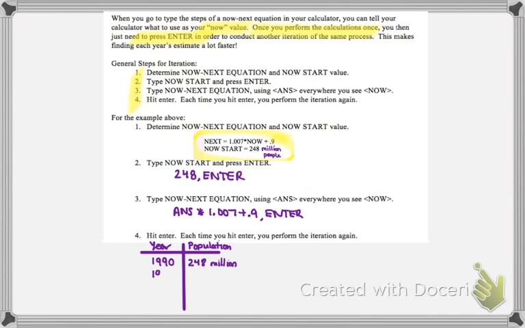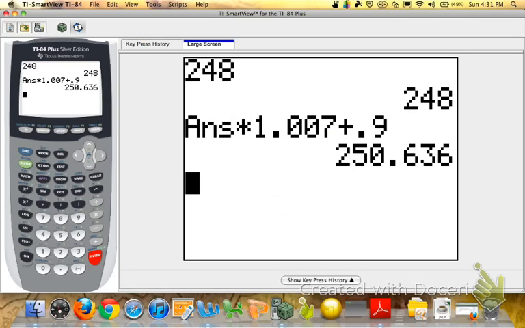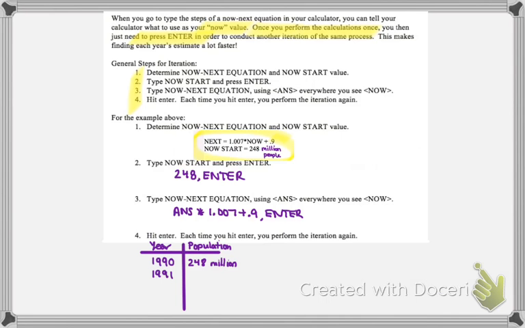And then 1991 then would be the first year's prediction, which if we look back at our calculator, was 250.636 million. Now notice here I'm going to put the label millions on my population each time because I need to remember that it's not 250 people, it's 250 million people.